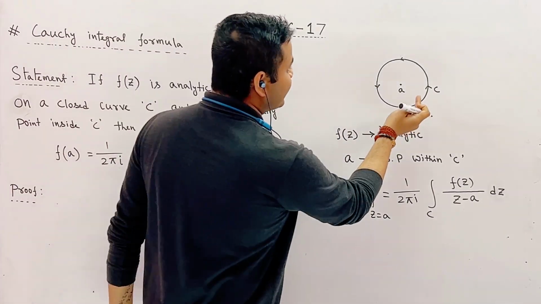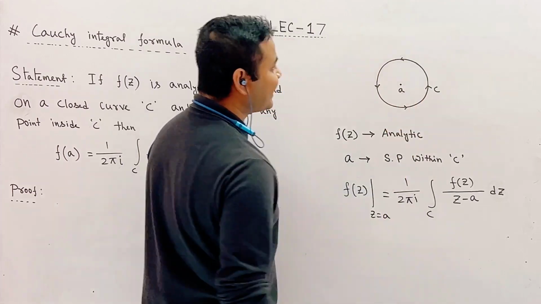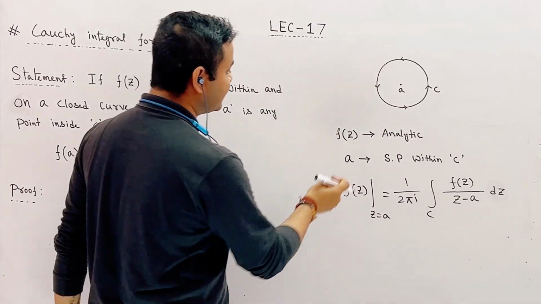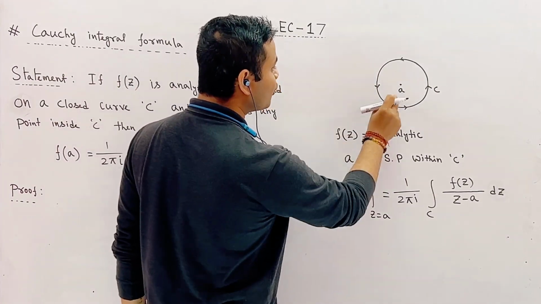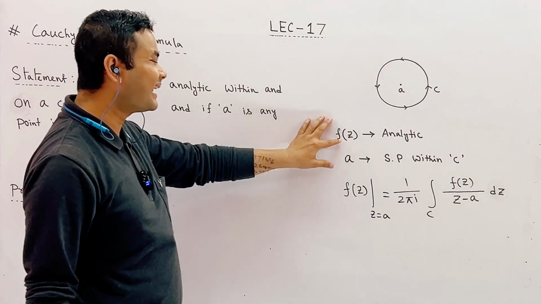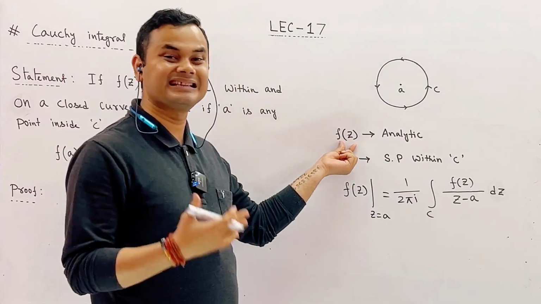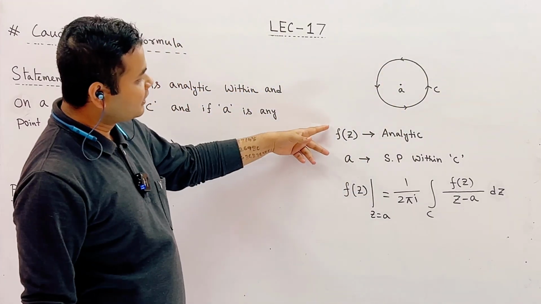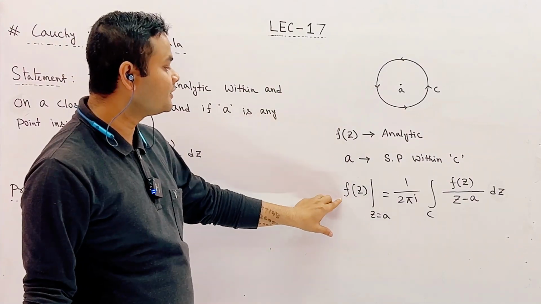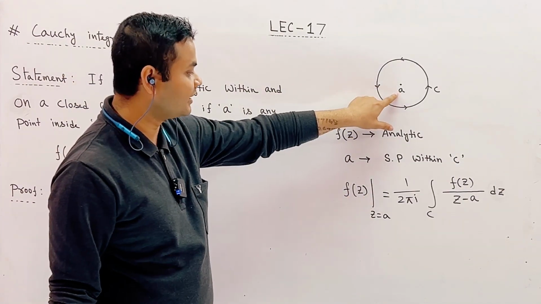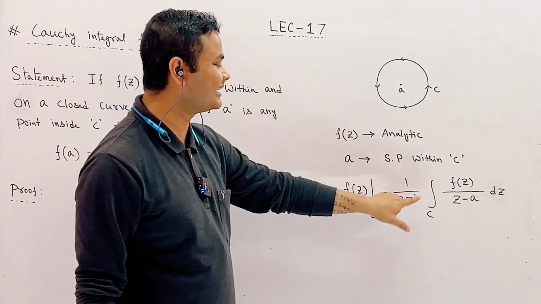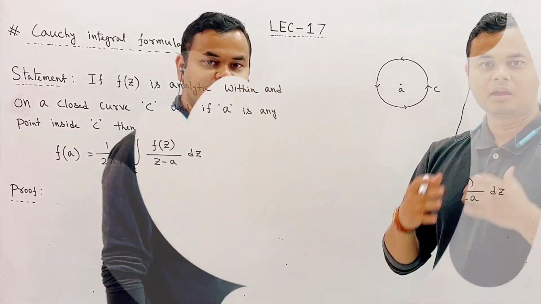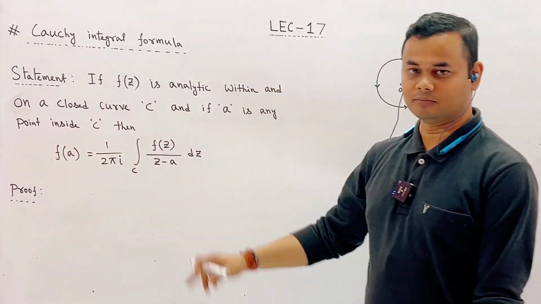Students, suppose we have a closed curve C, and within this closed curve C there is a singular point A, and apart from that there is a function f of z which is analytic within and on the closed curve C. By analytic I mean to say that this function f of z satisfies the CR equations within and on the closed curve C. If these two conditions are satisfied, then the value of the function f of z at z equal to A will be equal to 1 by 2πi times the integration along closed curve C of f of z divided by z minus A, dz. Okay? Now, let me derive this formula.